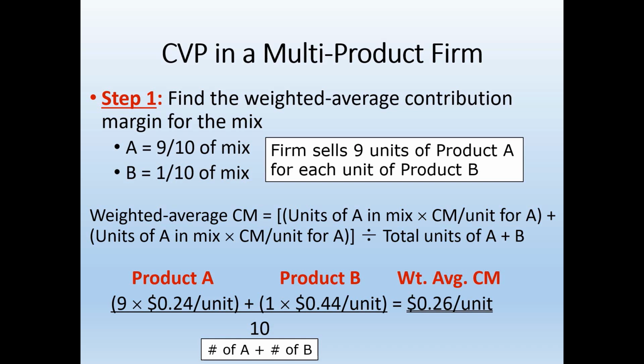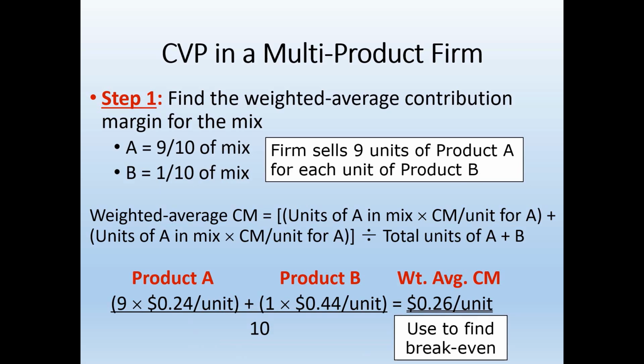We can check this number for reasonableness. We know that averages are always bigger than the smallest number and smaller than the biggest number. When we compare the weighted average to the contribution margin from only A, we see that it is bigger, which makes sense. When we compare it to the contribution margin for B, we see that it's smaller. And because A contributes so many more units to the mix than B does, the weighted average is much closer to the contribution margin of A than it is to B. So this number is reasonable. And that's the number that we're going to use to find break even.